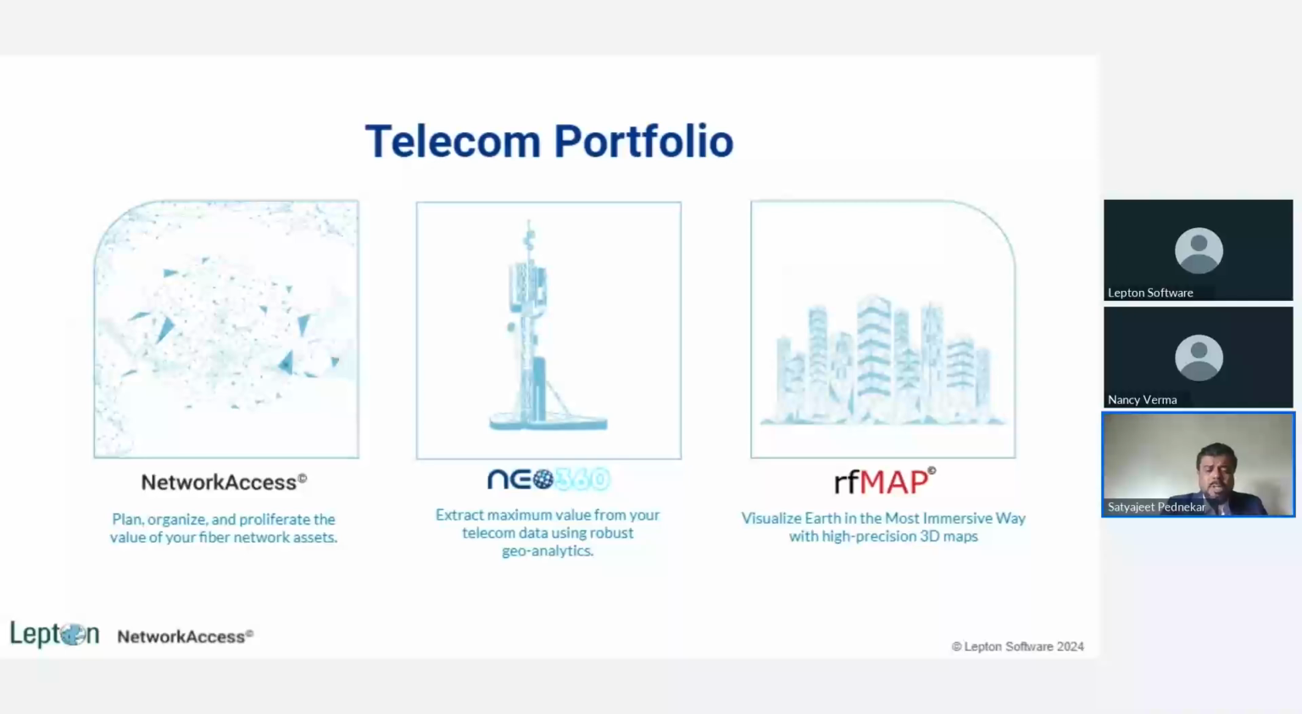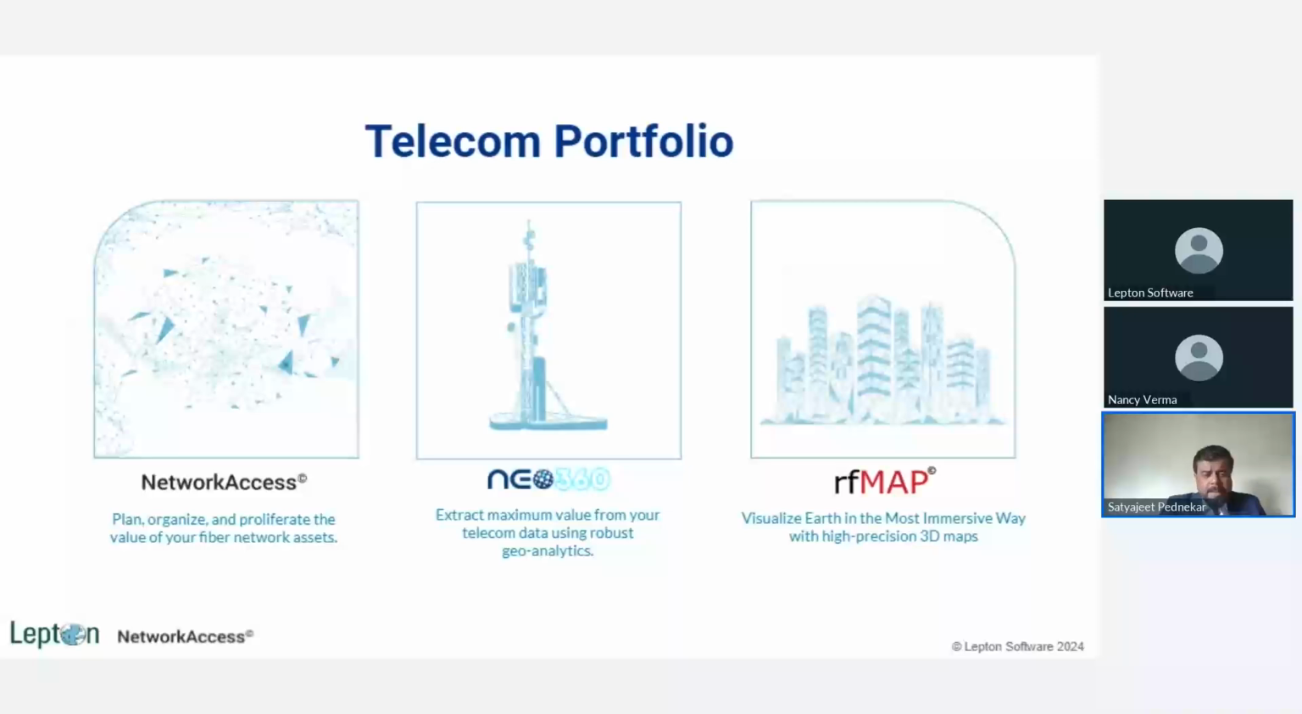This is a product which is the focus in today's webinar, and we will go into more detail about network access in the upcoming session. Then there is Neo 360. Neo 360 is basically a GIS-based analytics tool, which is very useful to extract your outcome from multiple data sources. Neo 360 will connect with multiple data sources and aggregate the information on the map level, and will give the planning and operation teams the ability to efficiently save their cost in terms of capex and opex.